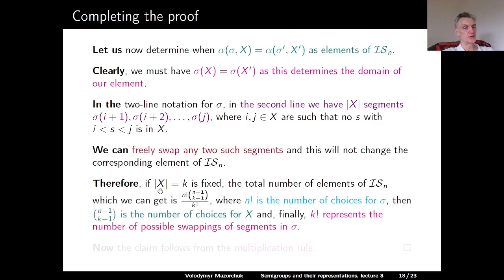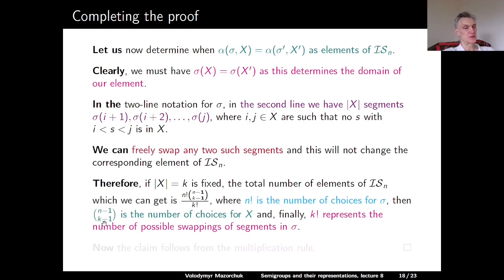Therefore, if we assume that the cardinality of x is k, note that x contains n, so the cardinality of x is at least 1. So the total number of elements in ISN, which we can get using the alpha of sigma and x construction, is n factorial times n minus 1 choose k minus 1 divided by k factorial. So here n factorial is the number of choices for sigma. So sigma is a permutation, we can choose it in n factorial different ways.